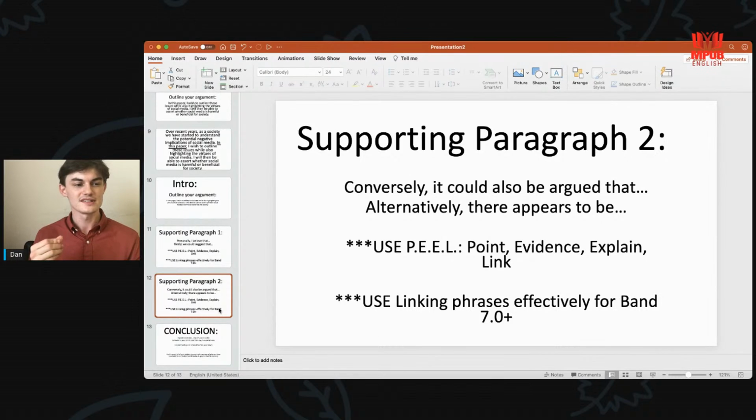But I still use it to this day. I used it for my undergraduate degree. I'm constantly thinking about this PEEL thing. I'm saying, okay, this is my point, some evidence, explain it a bit more, and then link it back to the question. This way, you're making sure that you're going to score highly on task response, and your examiner is going to really bump you up in that category and elevate your grade.